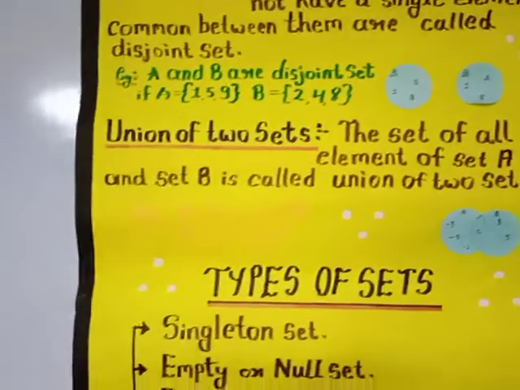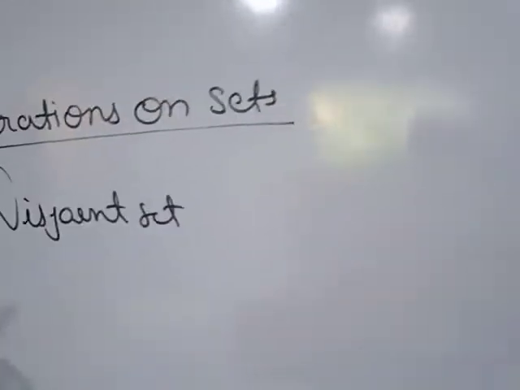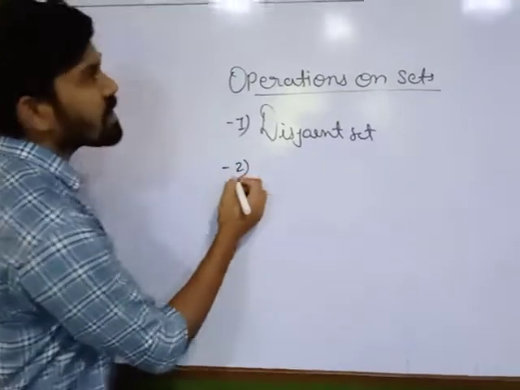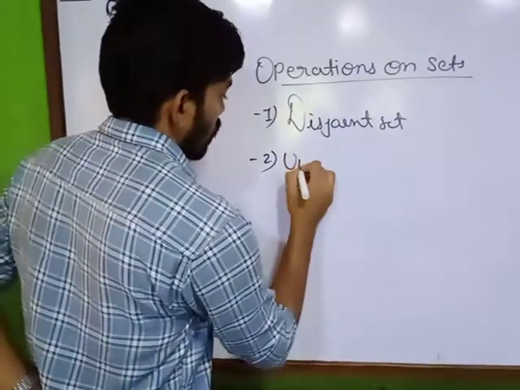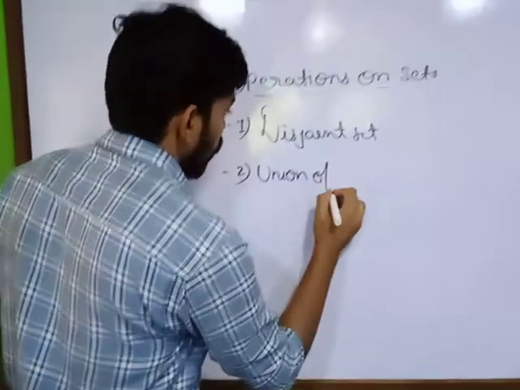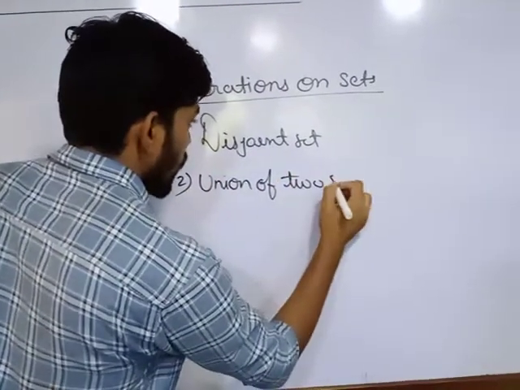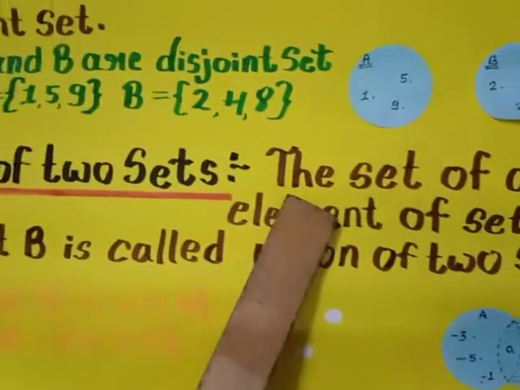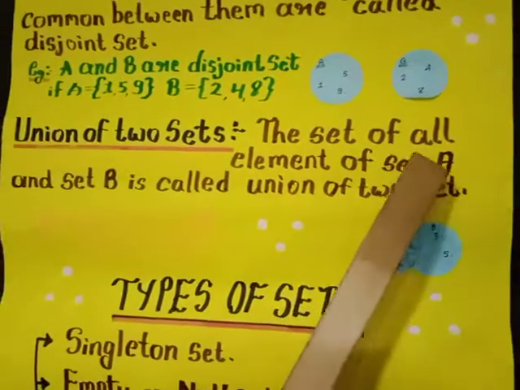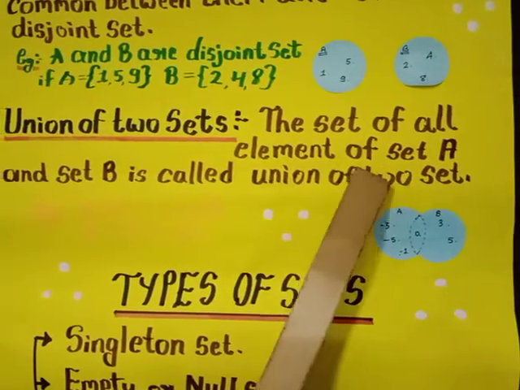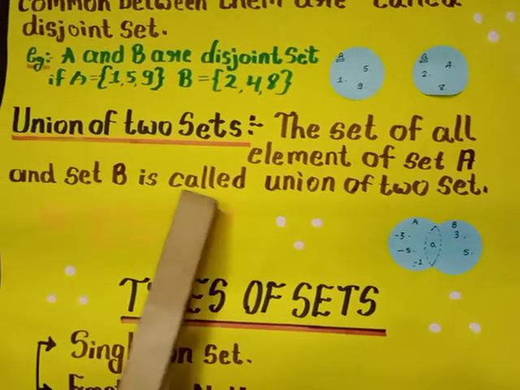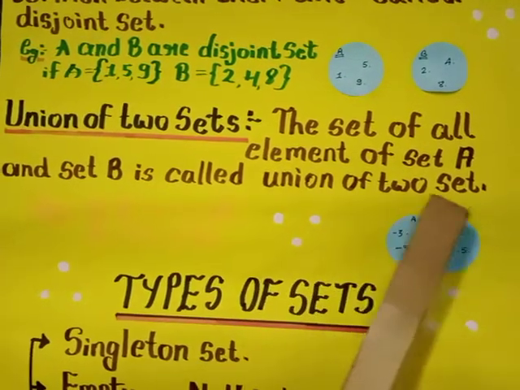The next one is union of sets. The second one is union of two sets. What is that? The union of two sets is the set of all elements of set A and set B, and it is called the union of two sets.